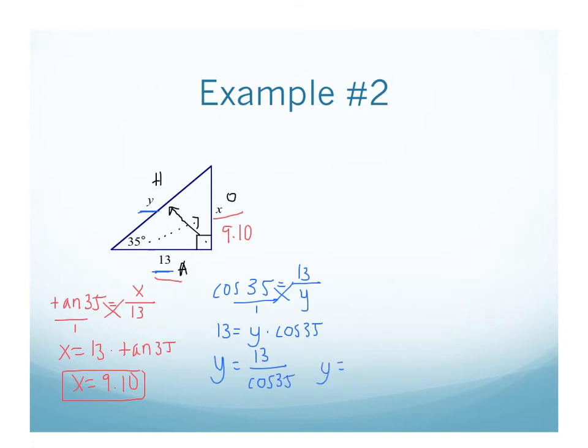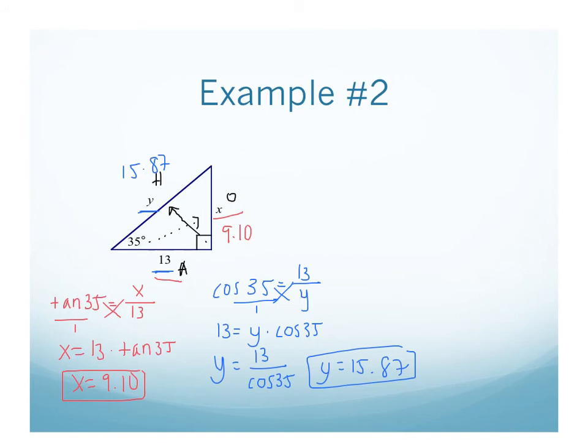So y in this case is going to be 15.87. Again, let's just do a little check. The hypotenuse in this case is the longest side, which it should be, so my answer checks out.